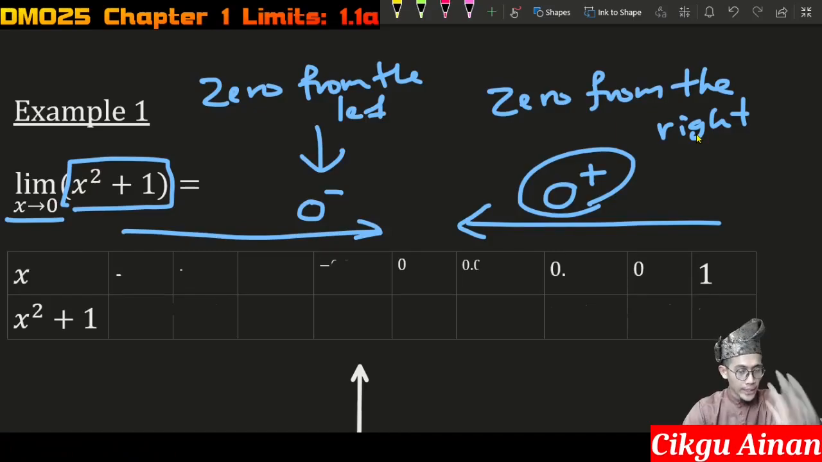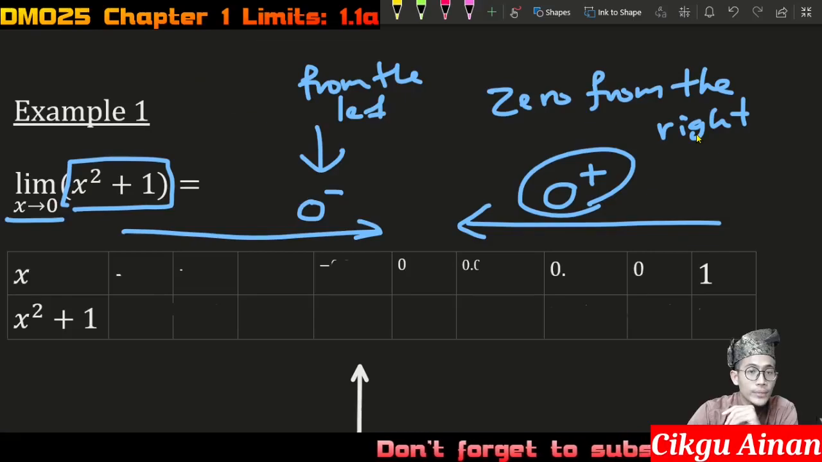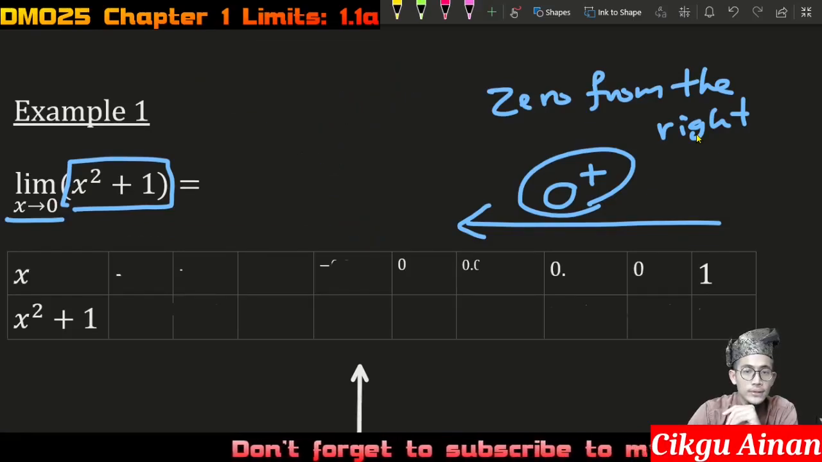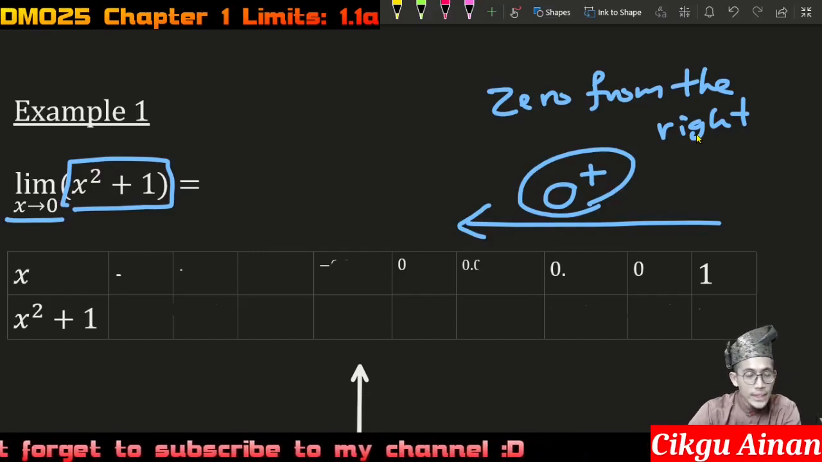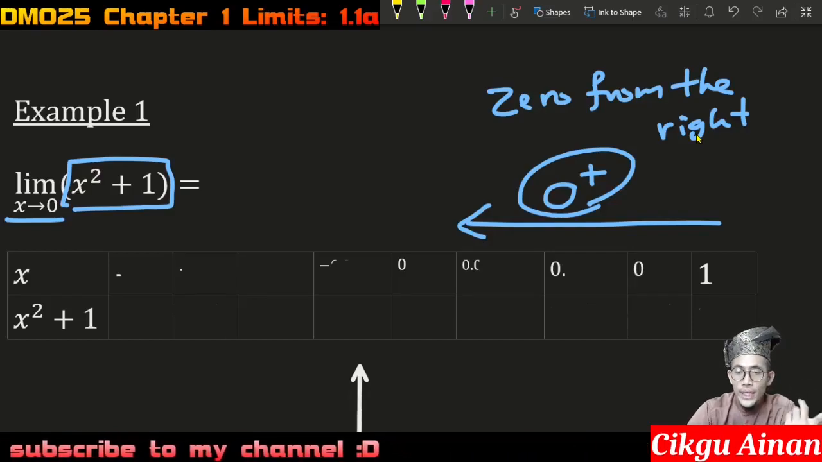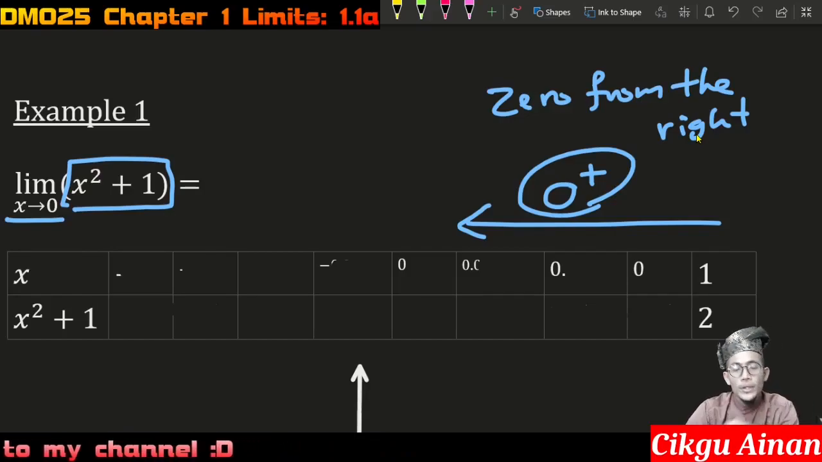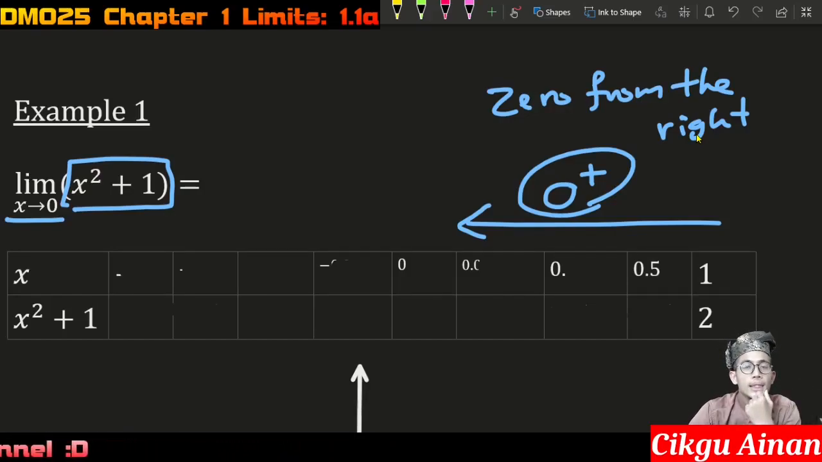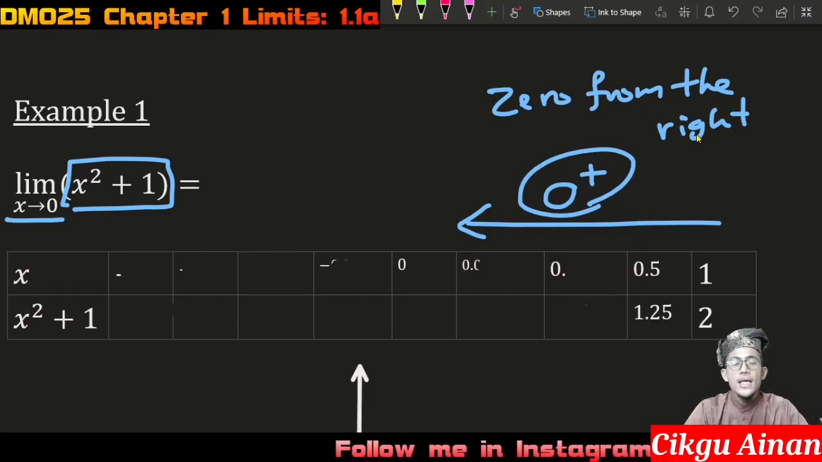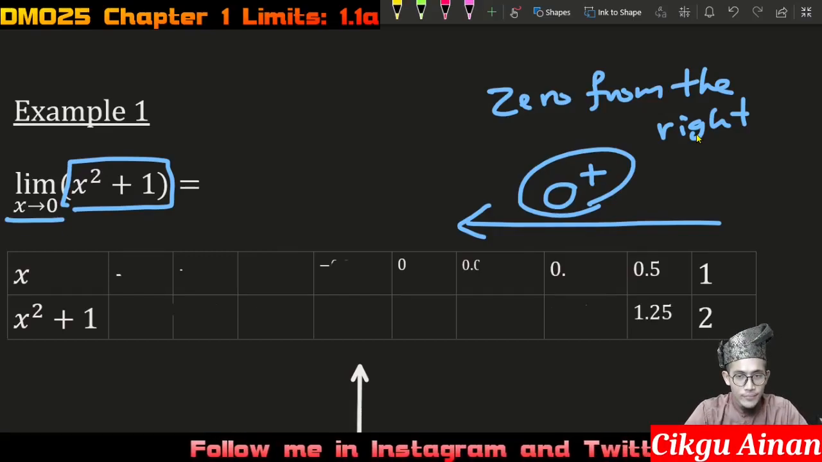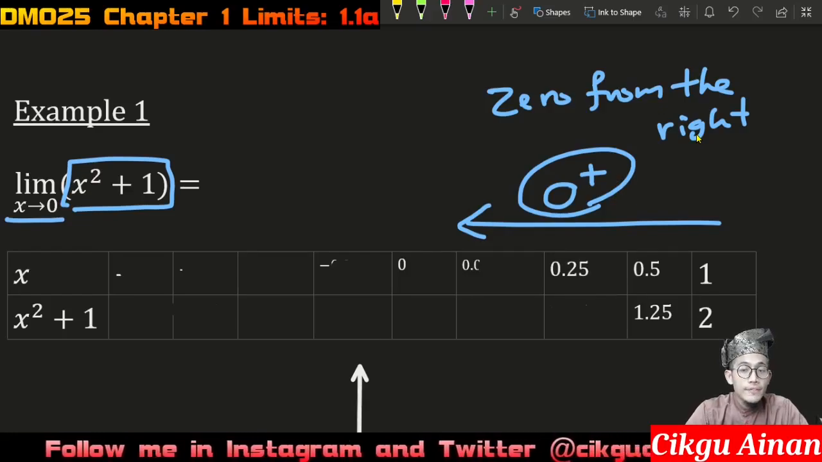You can get your calculator and calculate together with me. Now we consider from the right first. We start with the value of 1. We key in 1 inside this function and we get 2. Next we make it closer to 0, we make it smaller, 0.5. Now we calculate again. 0.5 squared plus 1 is 1.25.